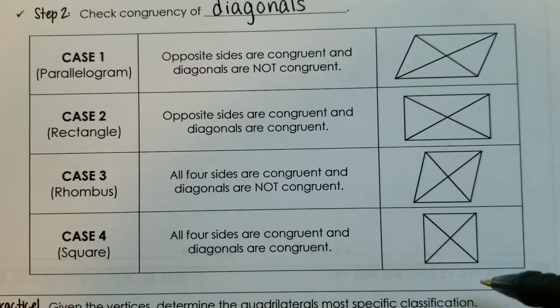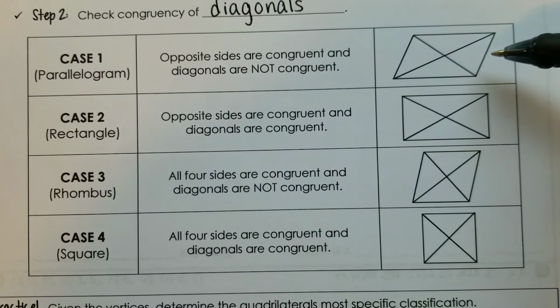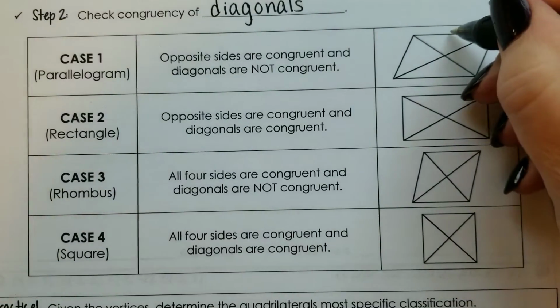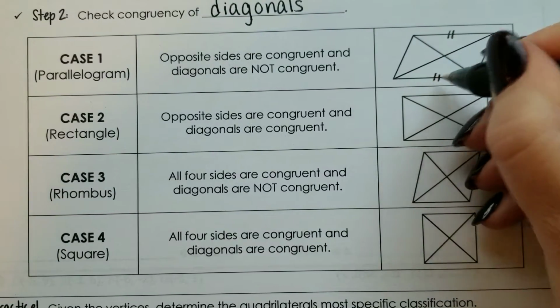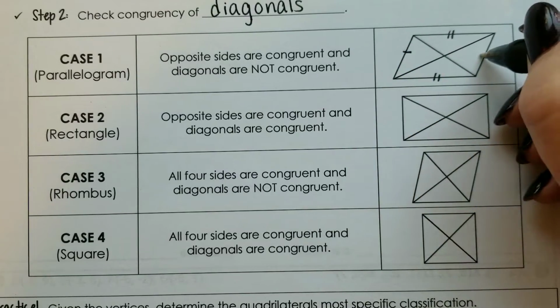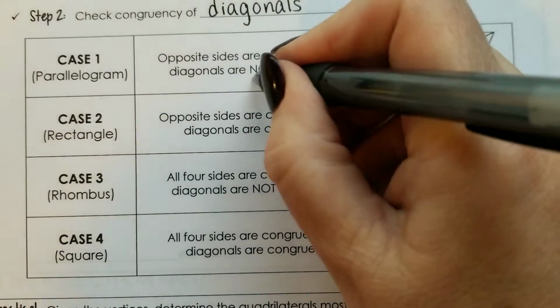There we go. So when we do that, if they are quadrilaterals and they're a special quadrilateral, they are going to be these. If I have a parallelogram, the opposite sides will be congruent. This one is going to be congruent to this one, and this one is congruent to that one. But the diagonals are not congruent.